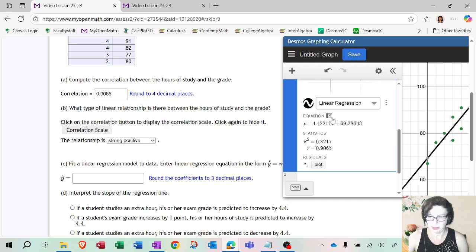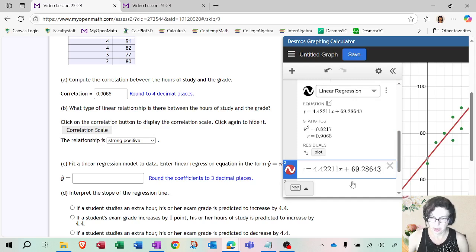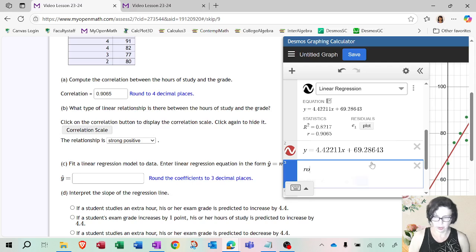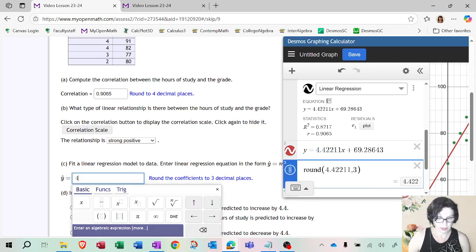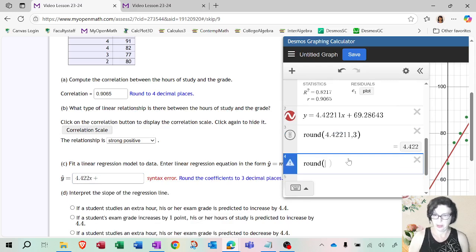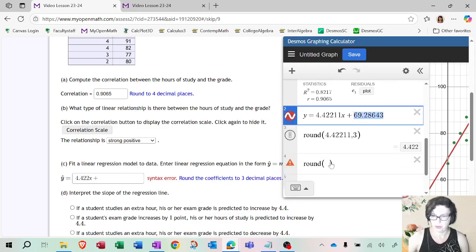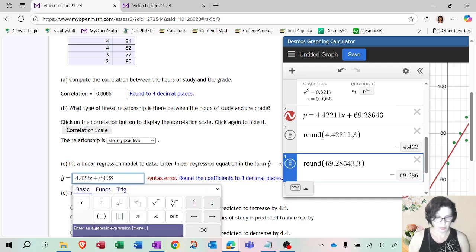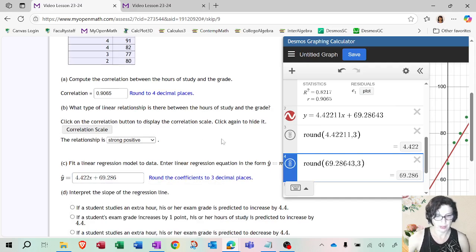Okay, next we need to type up the equation here, and it wants the coefficients rounded to 3 decimal places. So to do that, we're going to export a snapshot of the equation. And we want 3 decimal places for the slope and for the intercept. So let's select the slope first. 3 decimals. So let's type that here next to x plus. And then we also want to select the y-intercept and round that to 3 decimal places. So that's 69.286. Okay, so hopefully that's correct.